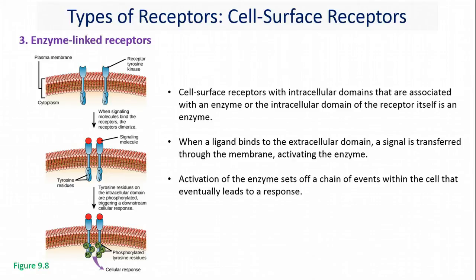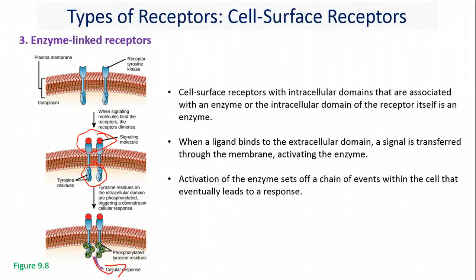The third type of cell surface receptor is called an enzyme-linked receptor. We're going to look at one called a receptor tyrosine kinase. So this is two subunits, or two individual units of the receptor, that when signaling molecules bind, these two units come together and dimerize, which then allows them to phosphorylate the tyrosine residues on the inside of the cell, the intracellular domain. And after that phosphorylation event, the protein can then cause a cellular response here.